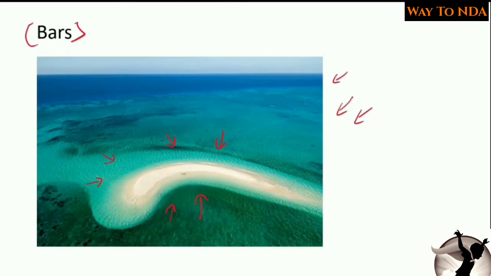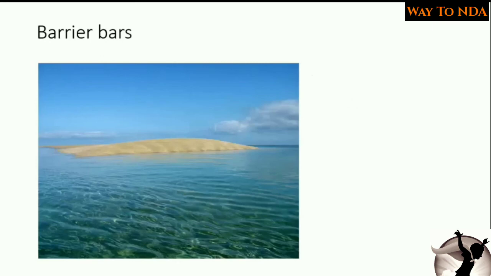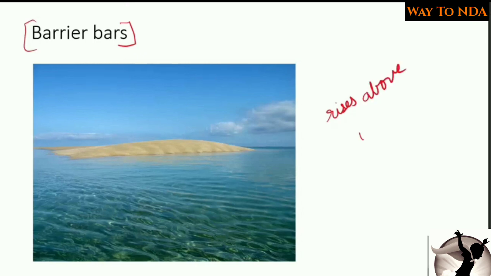And when this bar has a height, that will be called a barrier bar. When it comes outside of the water, when it crosses the water level and rises above the water, when it is clearly visible, that time we will call it a barrier bar. First it was a small bar below the water level. Later on, when it came above the water level, we call it a barrier bar.